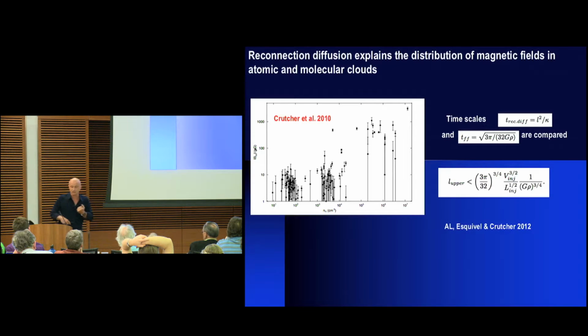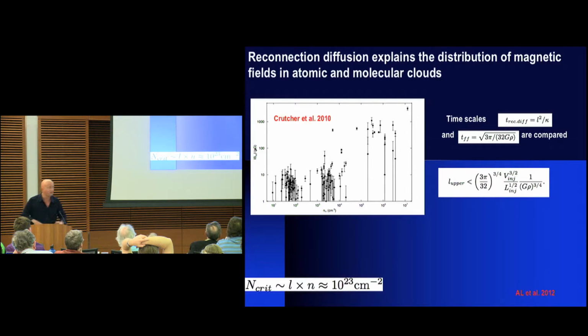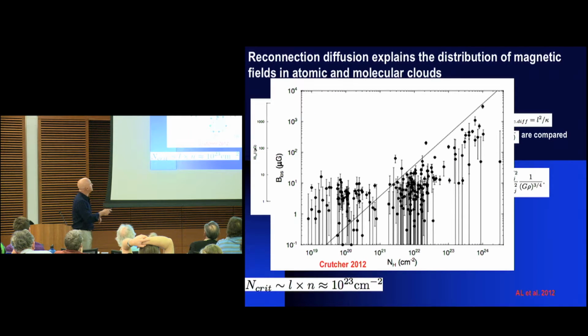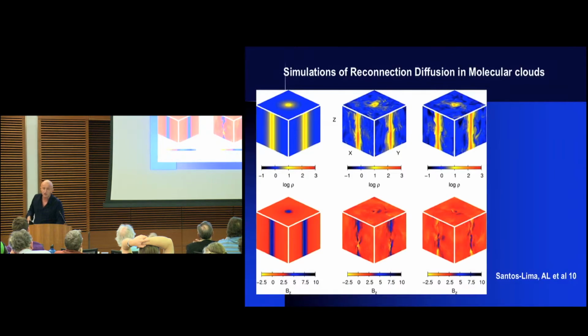gravity should become more important than reconnection diffusion. And from that you can, for example, get this critical length. Approximately the column densities you can obtain, and this is approximately the column densities at which we see in column densities the change of the behavior. There were important numerical simulations.